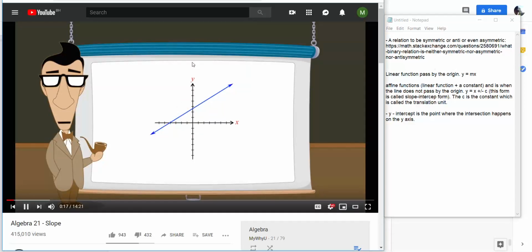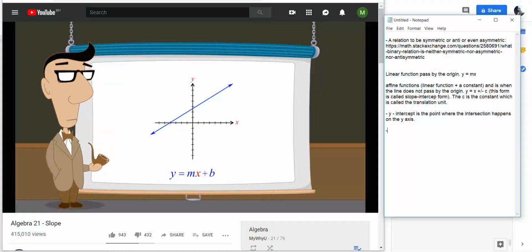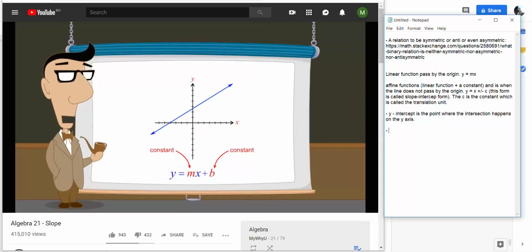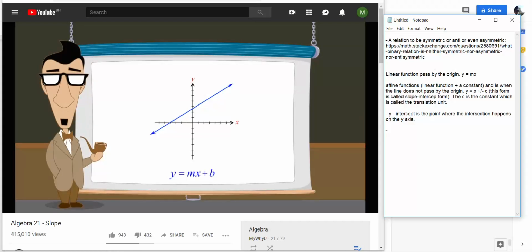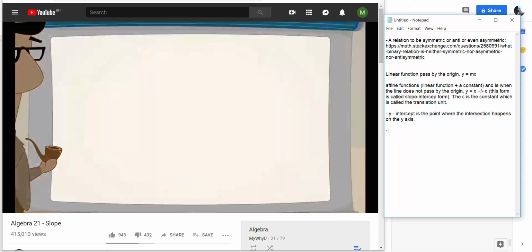This form of a linear equation is written as y equals mx plus b, where x is typically chosen as the independent variable, y is the dependent variable, and m and b are constants. We saw that the constant b determines the point at which the line intersects the y-axis. This point is called the y-intercept, and its coordinates are (0, b). We also saw that the constant m determines the slope of the line. But what exactly is slope?